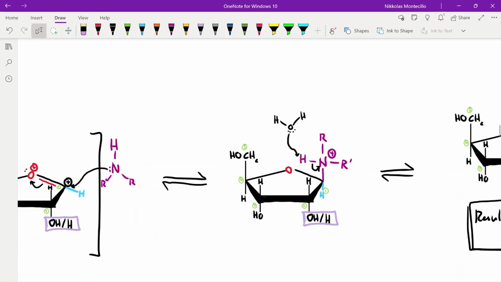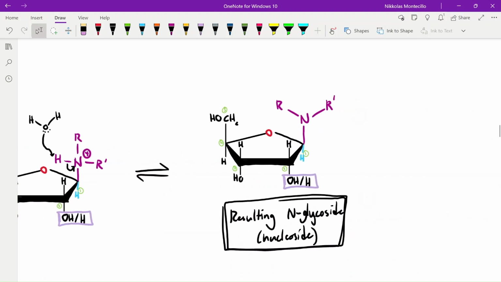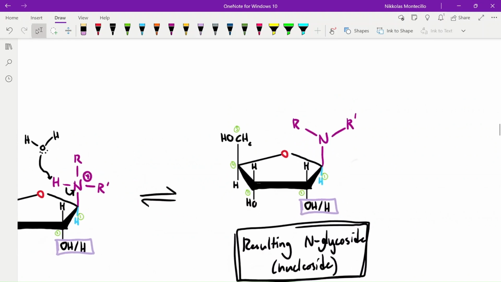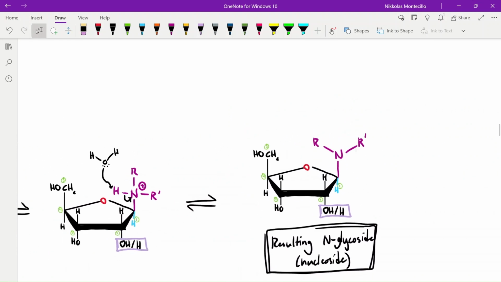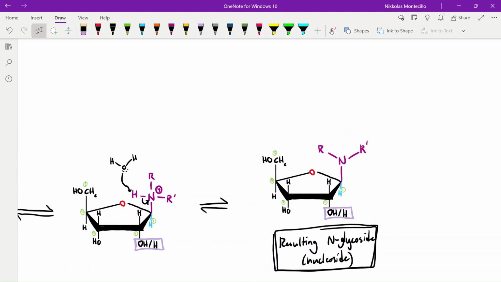a variable amine ion that's attached to the D-ribose, the cyclized form of D-ribose. And then we see that the protonated amine group is deprotonated by the water molecule, which allows for the resulting formation of the N-glycoside or nucleoside.